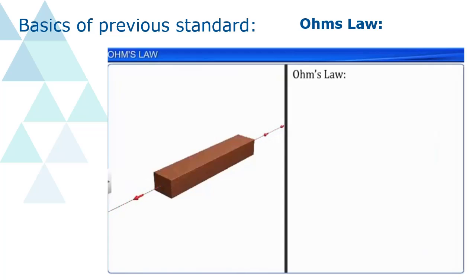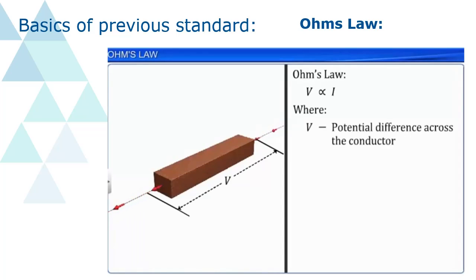Ohm's law states that V is proportional to I, where V is the potential difference across the conductor and I is the current flowing through the conductor. Let this be equation 1.